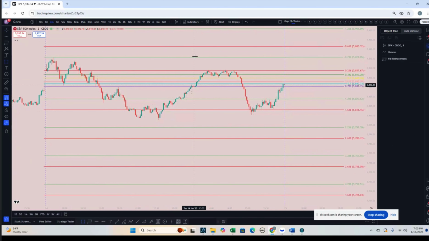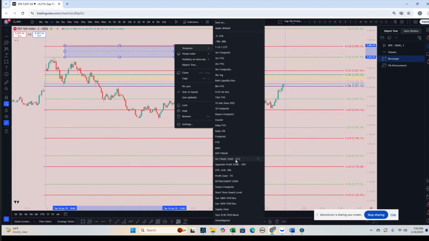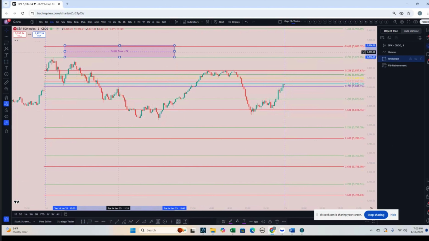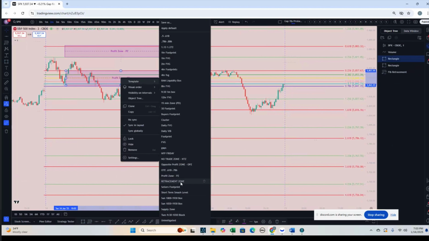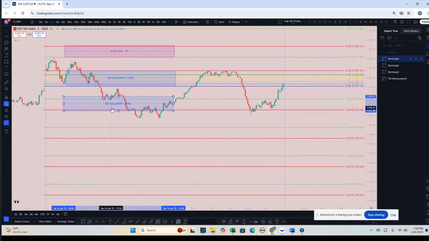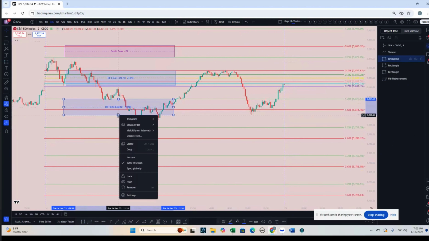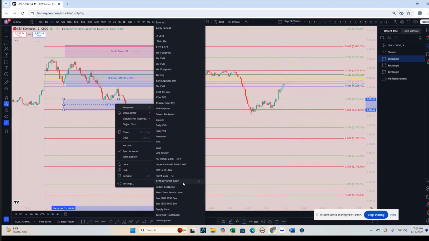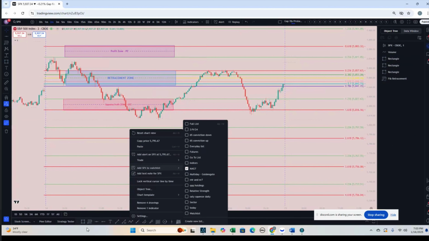And I'll go ahead and mark out my areas. So you have your opposite profit zone here, or your profit zone here, sorry. You got your retracement here. You have your opposite profit zone here, right?